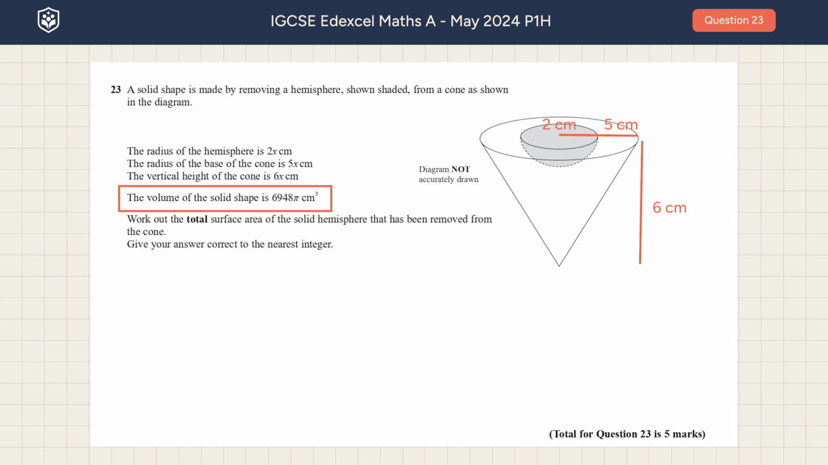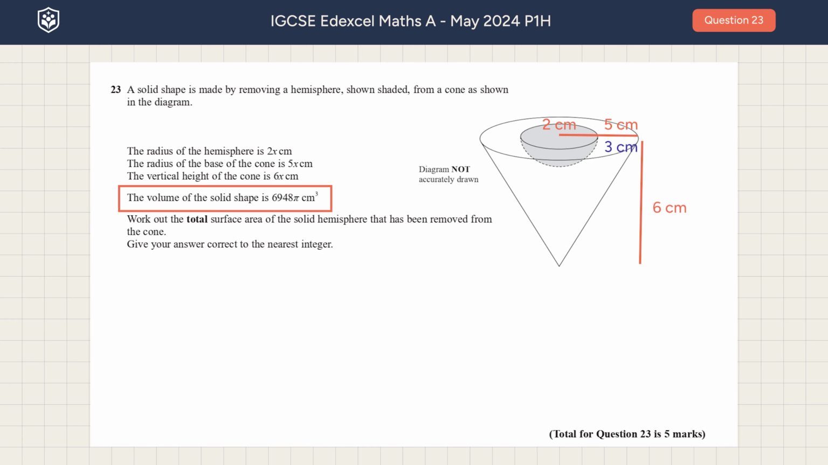Let's start by annotating. We know that this is 2x and this is 5x, so we can do 5 minus 2 to get 3x. And lastly, the vertical height of the cone is 6x. So to find the total surface area of the hemisphere, we first have to find x.